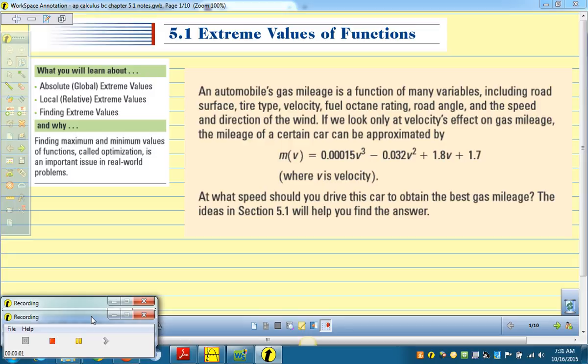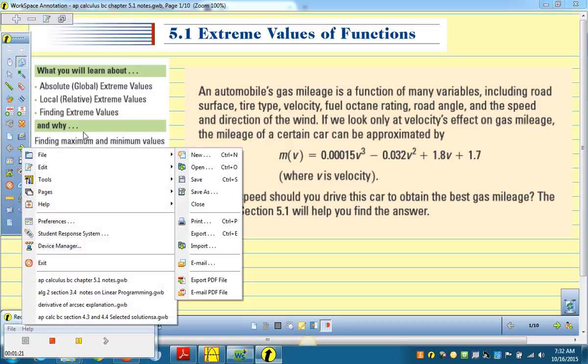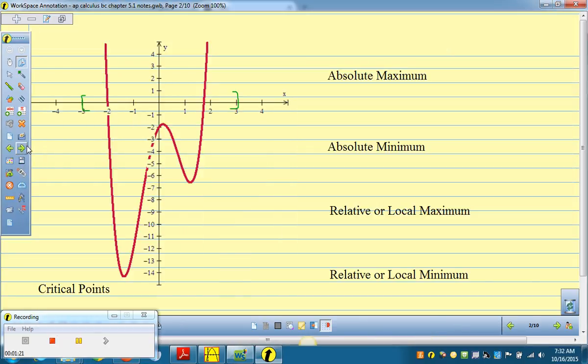So we'll be looking at things called global or extreme values, local or relative extreme values, and then how to find them. And finding maxes and mins using calculus. All right, so to do that, let's just look at a simple function, and let's identify some terms that we need to know.